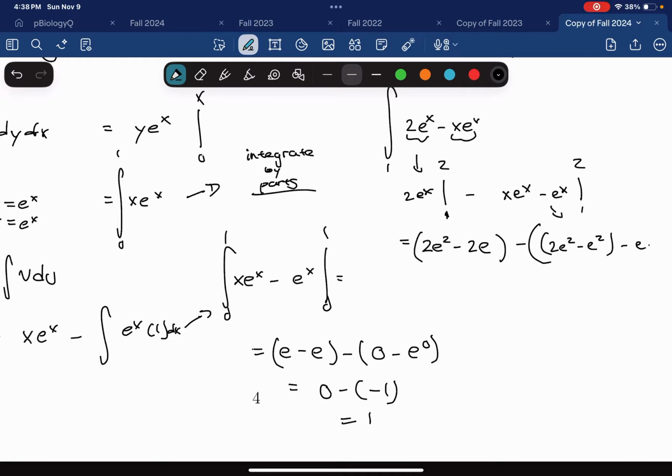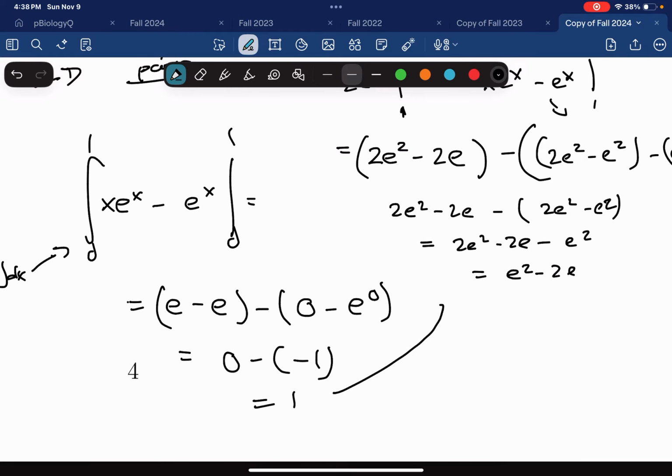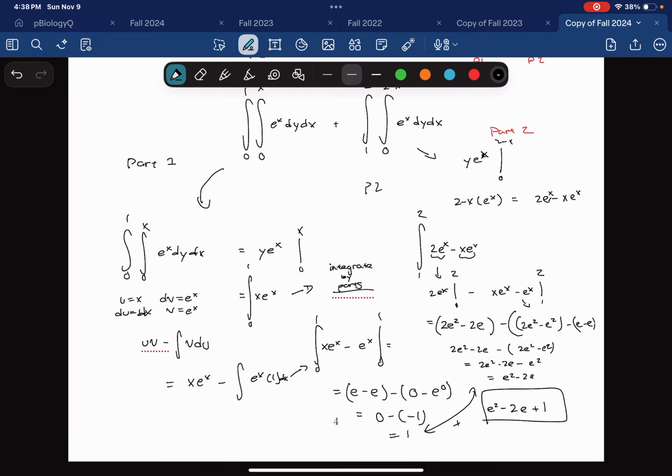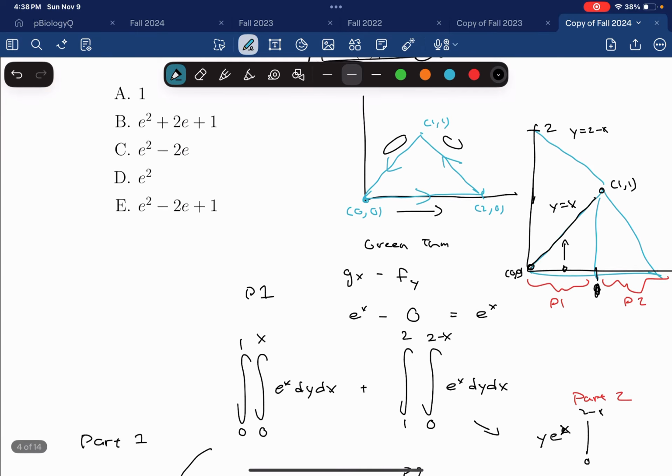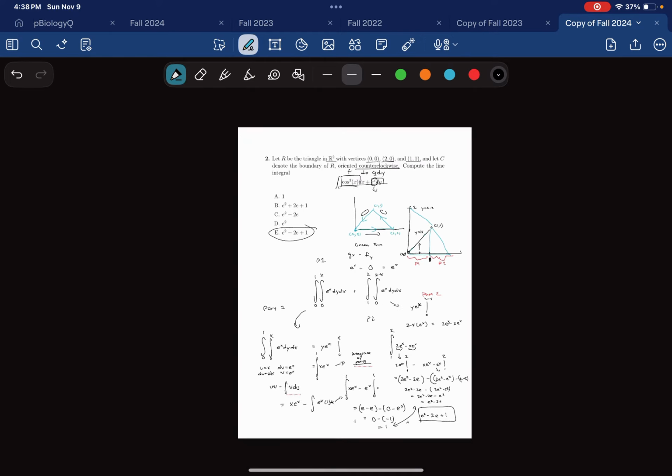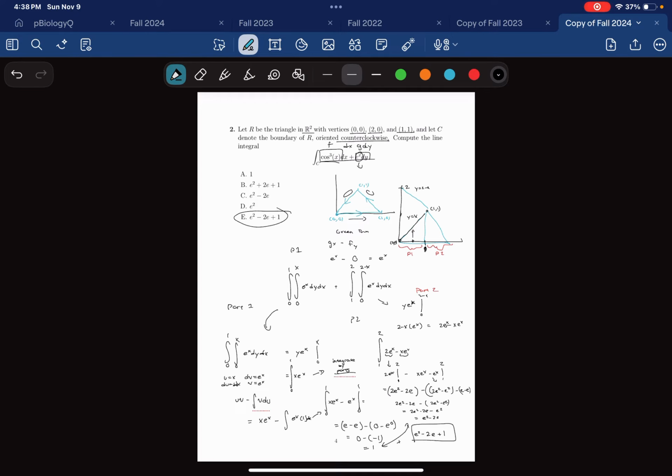minus e minus e, which is equal to 2e squared minus 2e minus 2e squared minus e squared, which is equal to 2e squared minus 2e minus e squared, which is just equal to e squared minus 2e, which is correct. So now we got to add these two together. So you get e squared minus 2e plus 1, which is our final answer. Yes, that's an incredibly long question and a very real question.